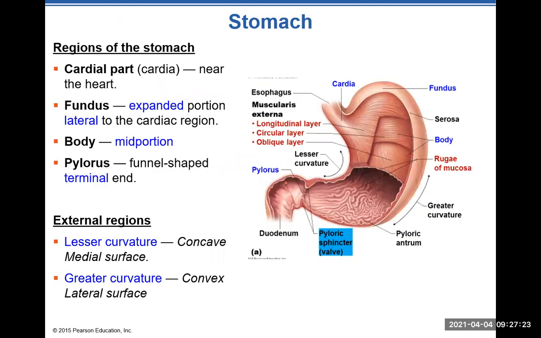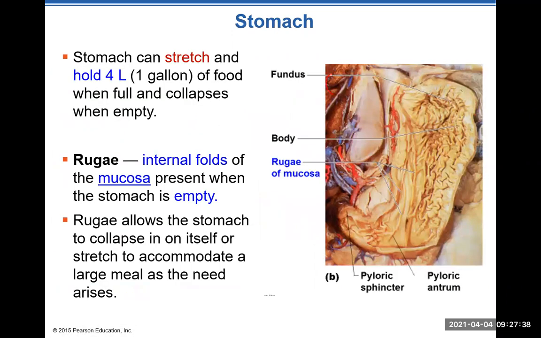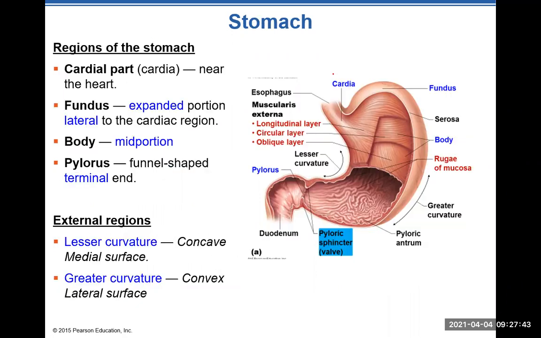See, this is the stomach, isn't it? And if you see here, it has 4 parts. The part here which lies close to the heart, we call it a cardial part. The part lateral to the cardial part, this side, that is the fundus.